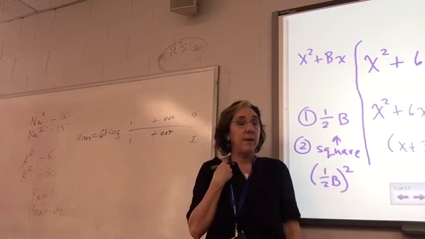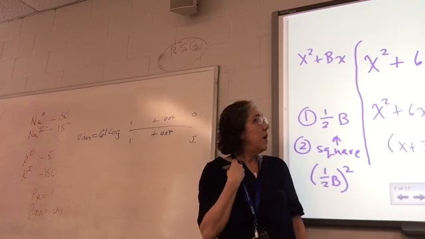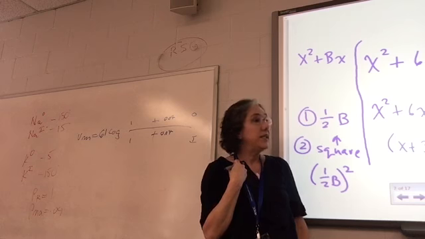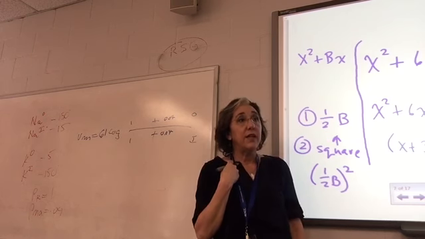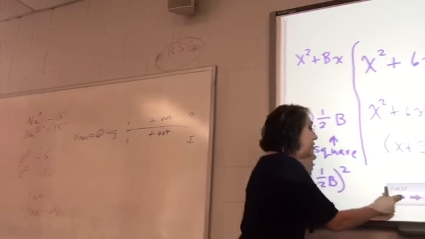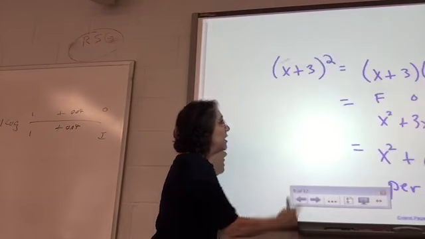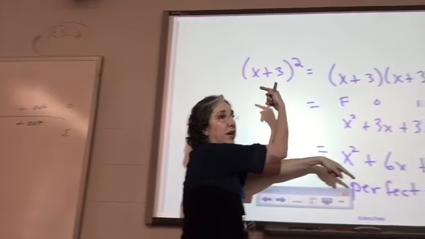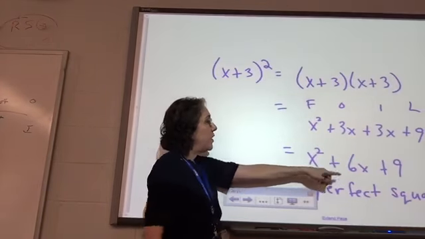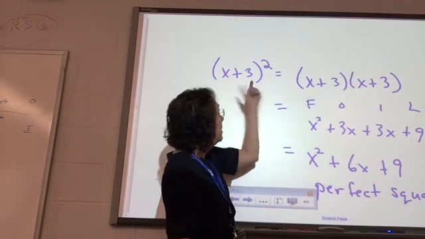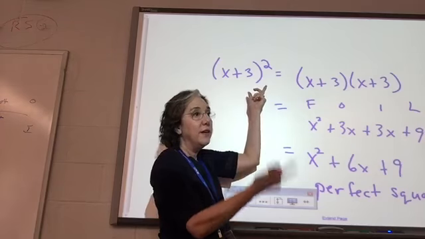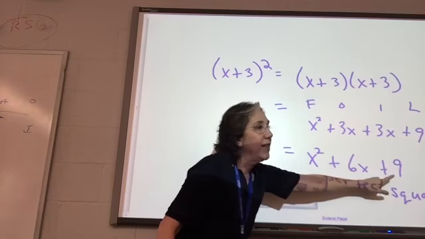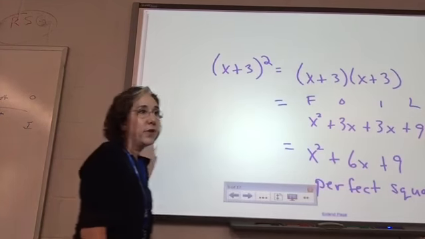Yes? Why did you square the 3? Because it works. Let's just say it that way. If you want to think backwards, it has to do with what just happened here. We're going the opposite direction. That's why, remember this was double. So we're halving, and then we're squaring, and that's what that number has to be. Okay?